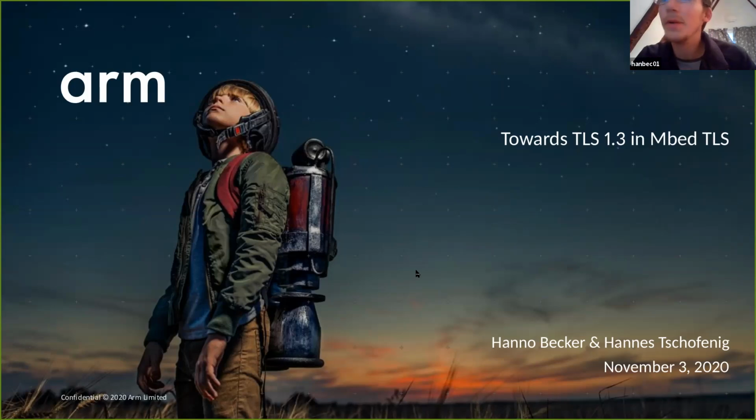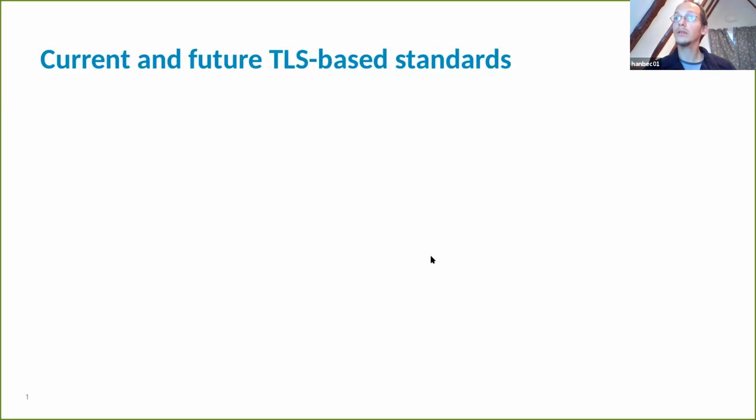Yeah. Hello, everyone. I think you should see the slides and maybe also me. So I'm Hanno Becker. I used to work full-time on Mbed TLS for 2.5 years. I switched within ARM, so I'm no longer all the time contributing to Mbed TLS, but still with Hannes part-time working on a prototype for 1.3, and that's what I want to shortly talk about.